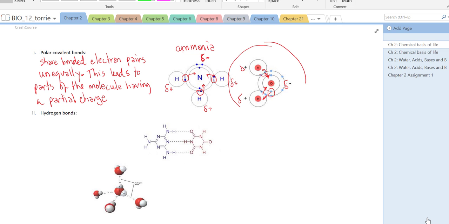Okay, so I couldn't quite get this diagram fully in view there. So what happens when we put a bunch of water molecules together?